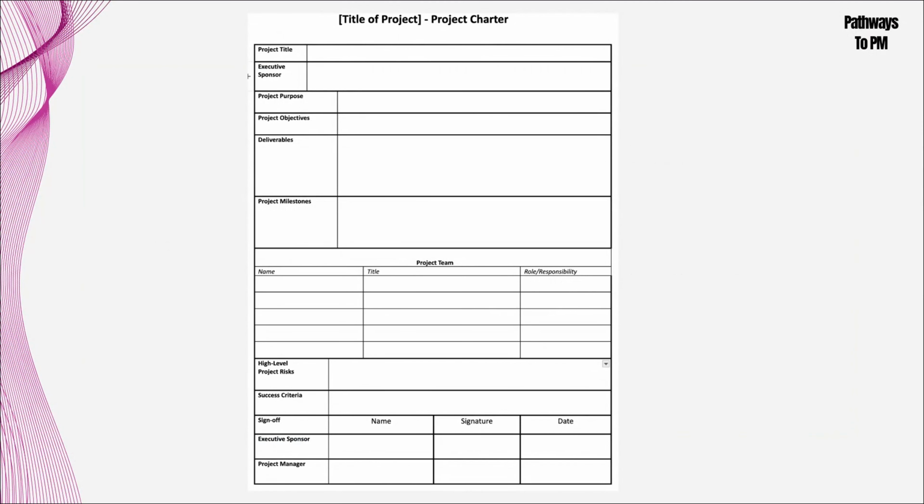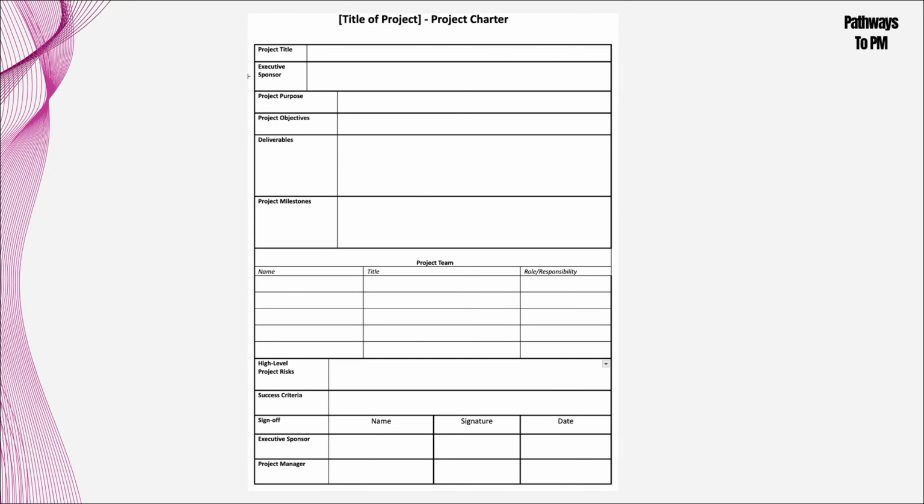So again, here you see the project title, the executive sponsor's name, the purpose of the project, the objectives, the key deliverables, and then the key milestones as well. So deliverables are really the end product, what they should see or get at the end of it. And then the milestones are the key steps that should happen before you actually get the deliverables. And then you have the project team. You name them, what their role is, and their titles.